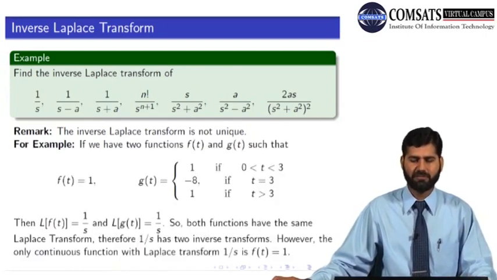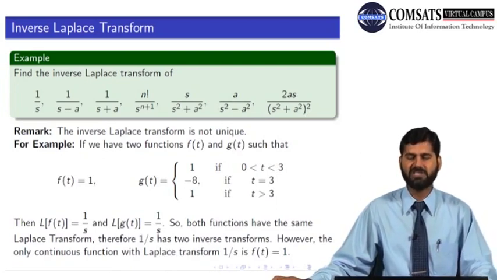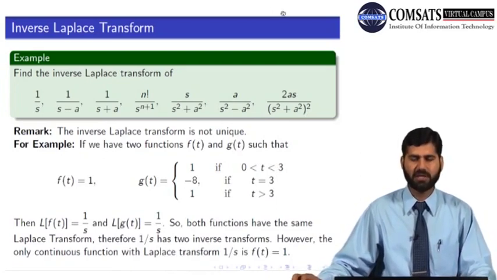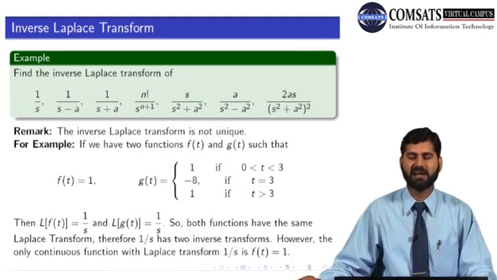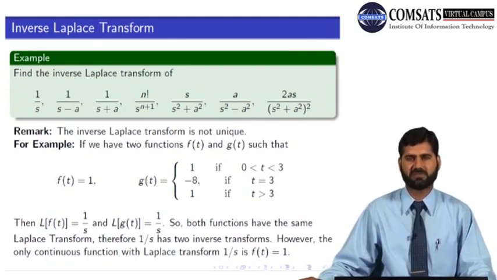So for example, if we have two functions f(t) and g(t) such that f(t) is 1, g(t) is 1 for t from 0 to 3, and at t equal to 3 it is negative 8, and if t is greater than 3 it is again 1. All right. The Laplace transform of both functions is 1 over s. If you try and see, the Laplace transform of both functions is 1 over s. Therefore 1 over s has two inverse transforms. However, the only continuous function with transform 1 over s is 1.